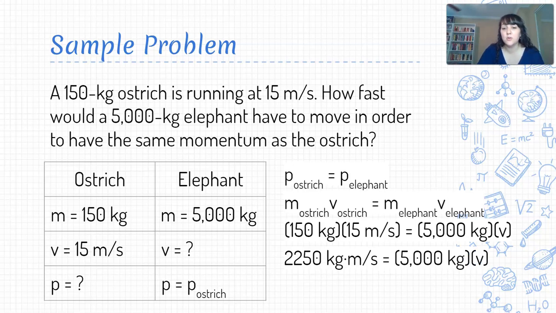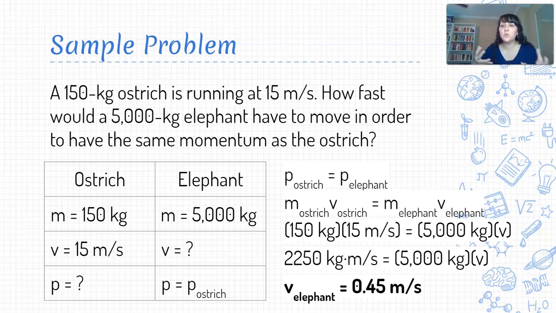Multiply those through, and then divide both sides by 5,000 to get velocity by itself. And ultimately, I determined that the elephant would only have to move at 0.45 meters per second to have the same momentum as this sprinting ostrich, all right?